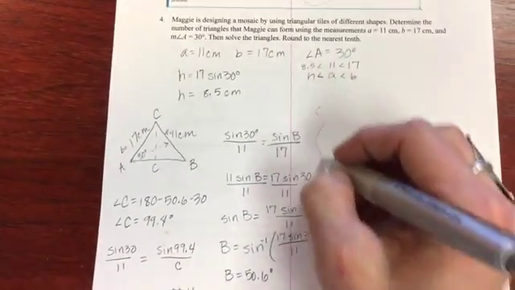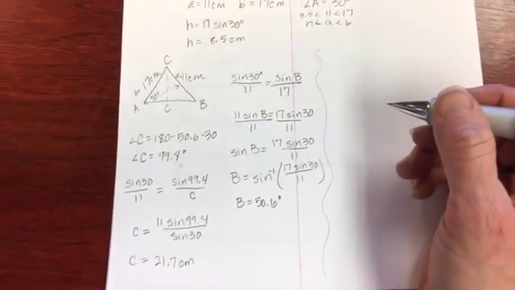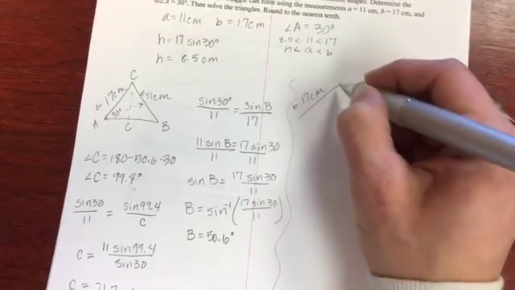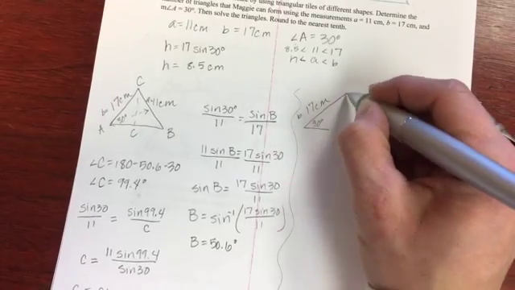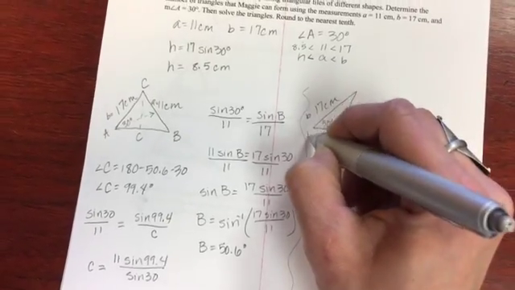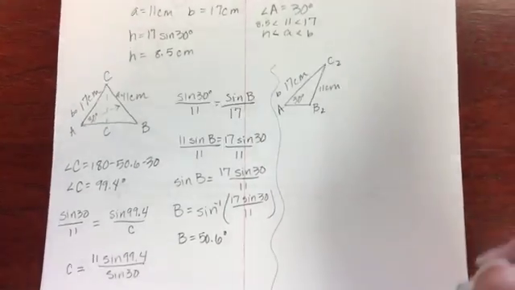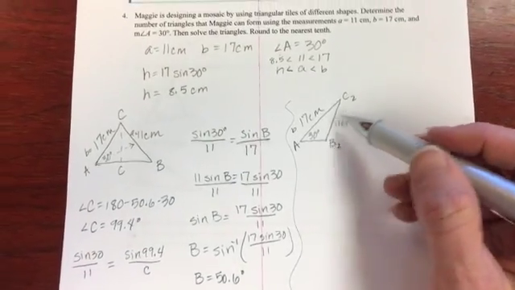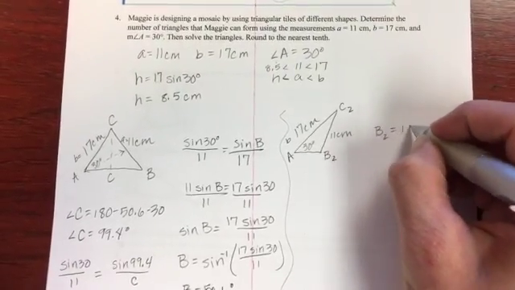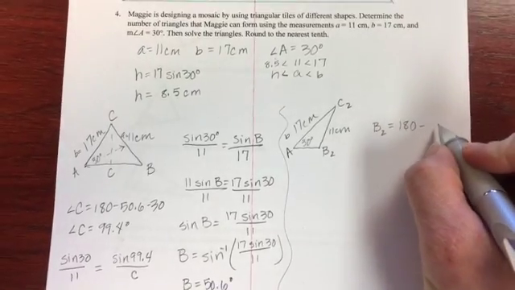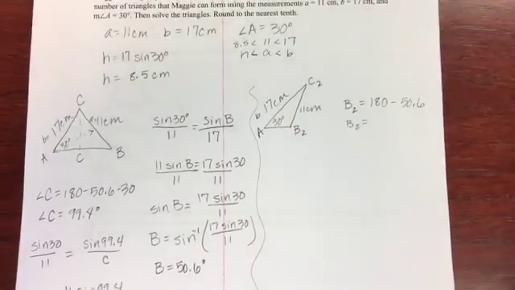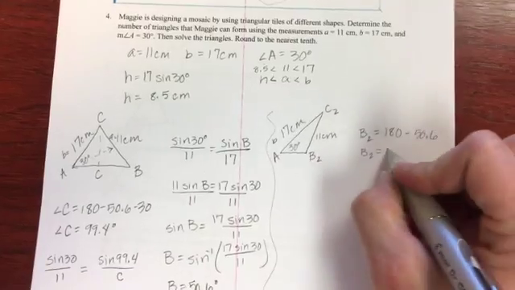Okay, then we have to find the other case. So that's one of our triangles. And then the other case is when we have 17 centimeters here at b, A is 30 degrees and little a is 11 centimeters. But this is angle B2. It's because then we have two angles where the sine is the same. So angle B2 is 180, subtract 50.6, which is 129.4.